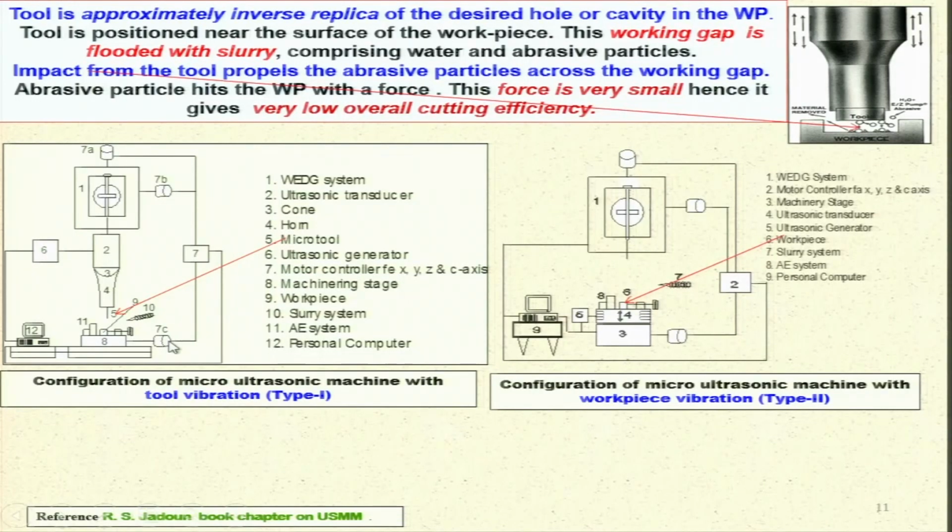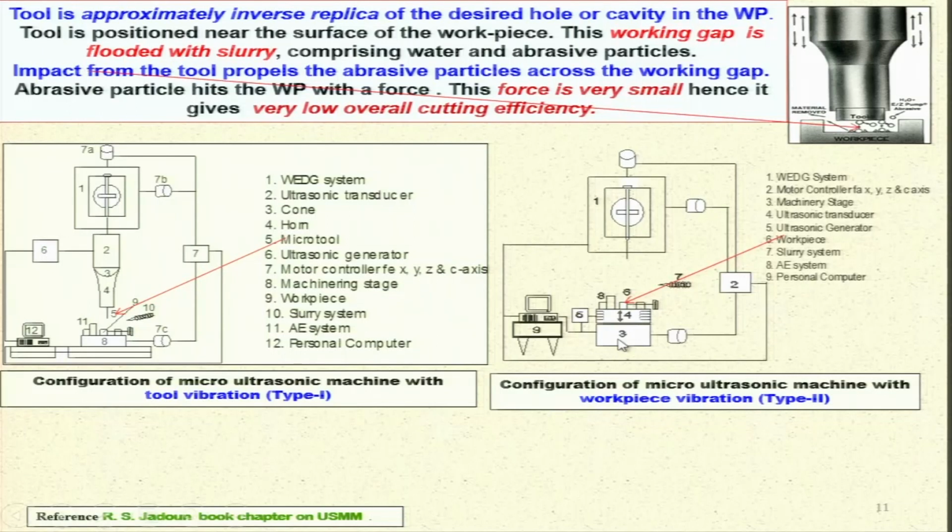You have 7 as the motor controller and you have 4 different motors for controlling X, Y, Z axis and C axis. And then you have the machining stage over there, and here 9 is the workpiece, this is the workpiece, and slurry system is there 10, it is being supplied through this nozzle, and acoustic emission system is there over here, and personal computer is here. So with the help of the personal computer, you are going to control the system.